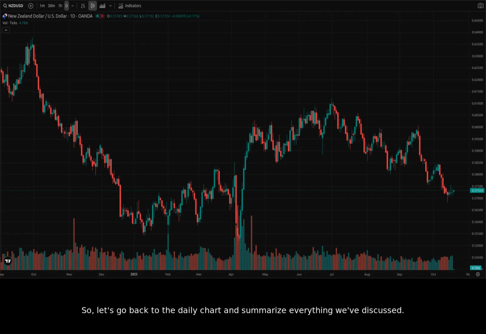So, let's go back to the daily chart and summarize everything we've discussed. The long-term and short-term pictures are overwhelmingly aligned with the bearish fundamental news. The dominant trend is down. The key support level to watch is 0.5678. The key resistance levels are 0.5754 and, more importantly, 0.5800. Now for some potential scenarios.